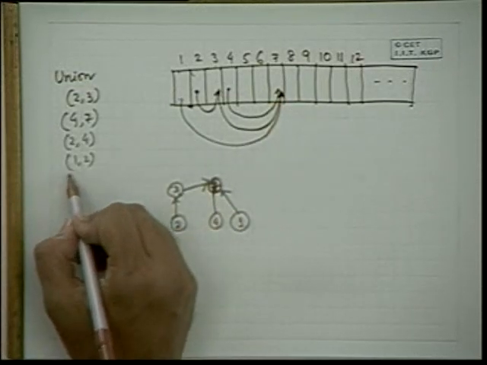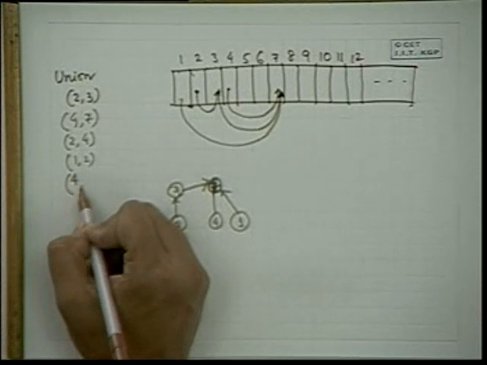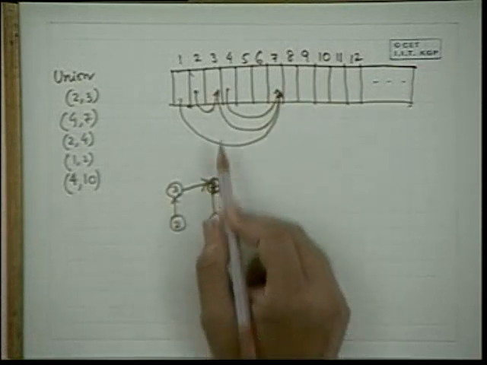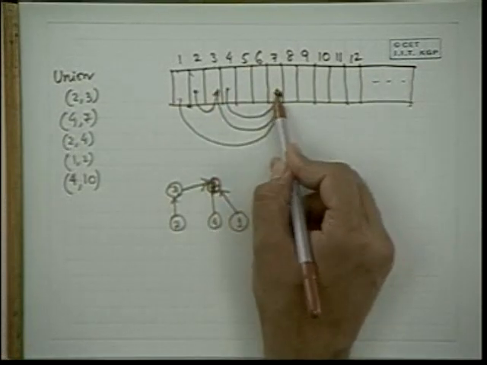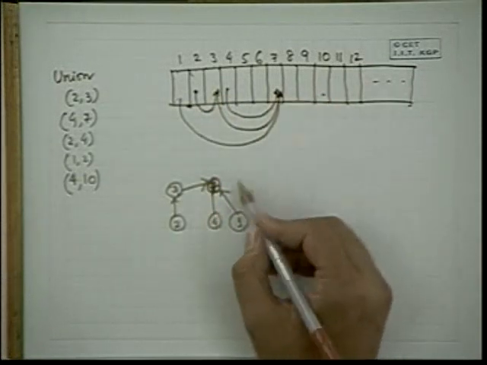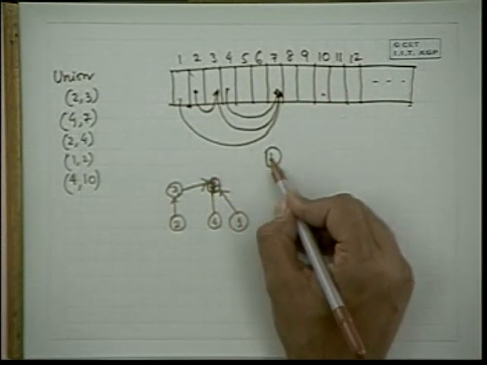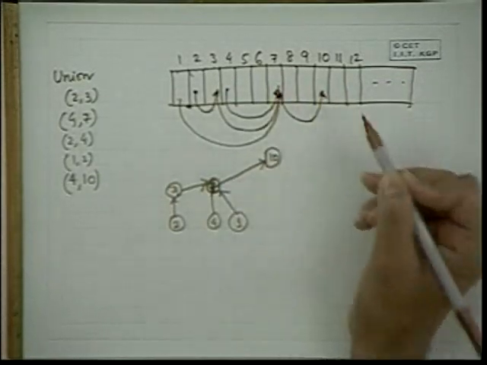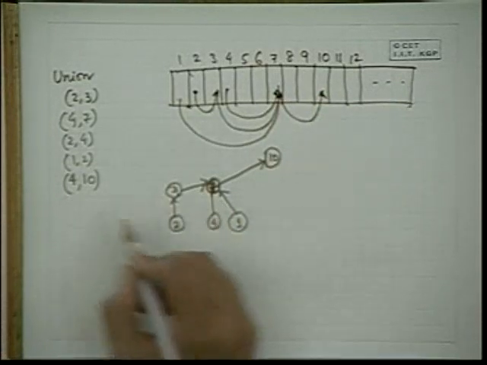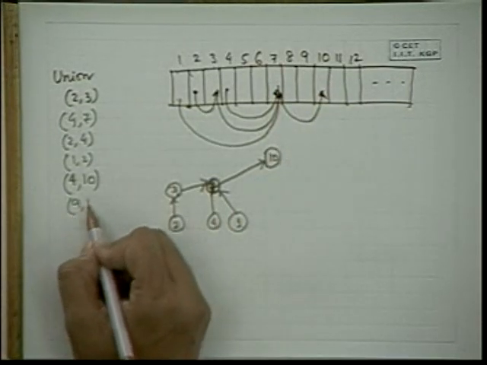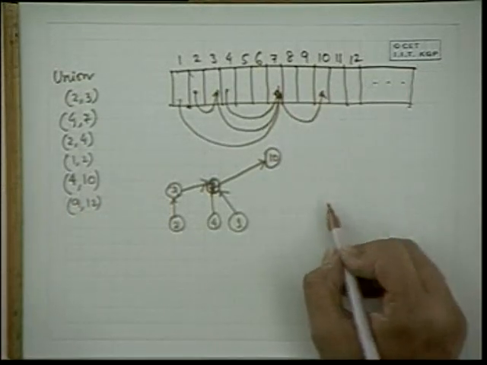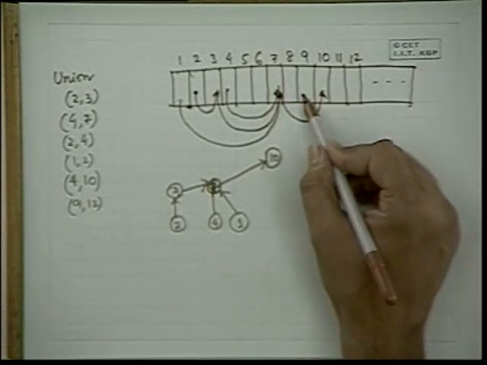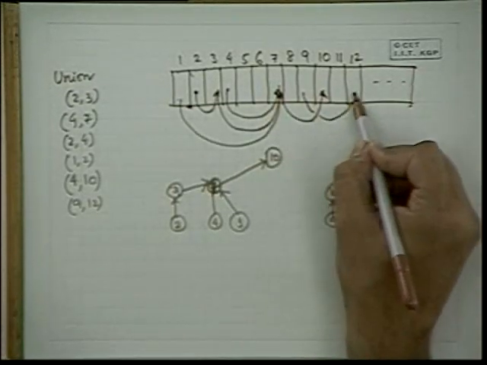Now suppose comes 4, 10. Now for 4 we can find that its root is 7. So from 4 in the data structure we go to 7, and 10 is by itself. So we will make, suppose this is 10, 7 a child of 10. So now this 7 will point to 10. So 4, 10 is done, then 9, 12. 9, 12 again you will make 9, say 12 here, a root. So 9 will point to 12.